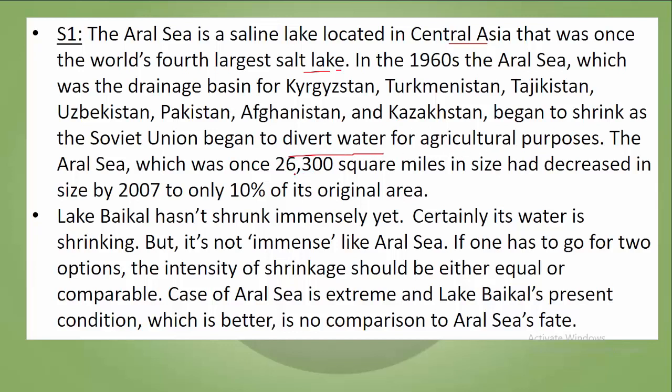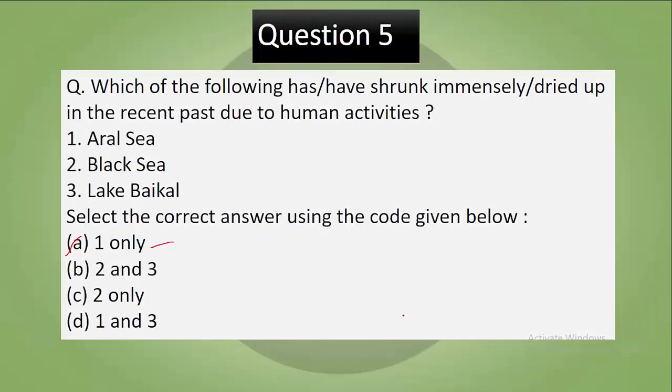The Aral Sea, which was once 26,300 square miles in size, had decreased by 2007 to only 10% of its original area. Lake Baikal hasn't shrunk immensely yet. Certainly its water is shrinking, but it's not immense like the Aral Sea. If one has to go for two options, the intensity of the shrinkage should be either equal or comparable. The case of the Aral Sea is very extreme, and Lake Baikal's present condition, which is better, is no comparison to the Aral Sea's fate. So therefore your answer was only 1.